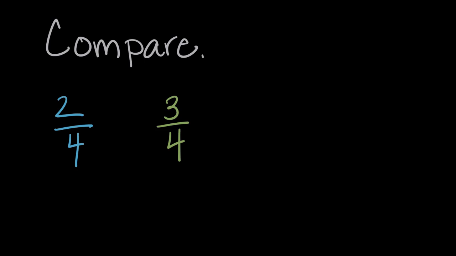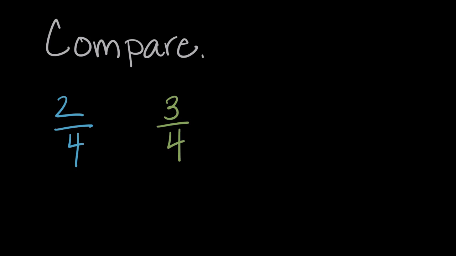Let's compare 2/4 and 3/4. First, let's think about what these fractions mean. 2/4 means we have some whole, and we've split it into 4 equal size pieces, and we get 2 of those pieces. Maybe we can think about pizza for an example. We split a pizza into 4 equal size pieces, and we ate 2 of them.